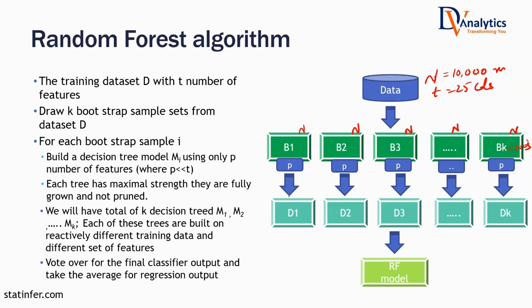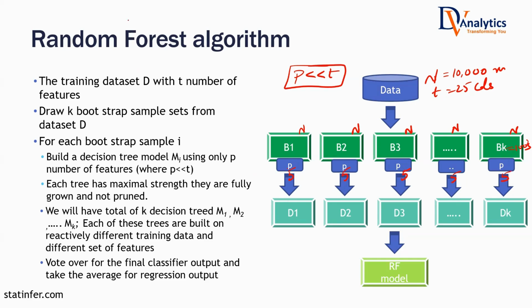But while building the decision tree model, do not use all the T columns. Use only P columns, where P is much, much less than T. Not just less than, much, much less than T. Use only P columns, randomly pick P. Let's say, for example, out of 25 columns, you pick only 5 columns. Then build the decision tree. Once you have these decision trees, collate the results. That is the random forest algorithm.